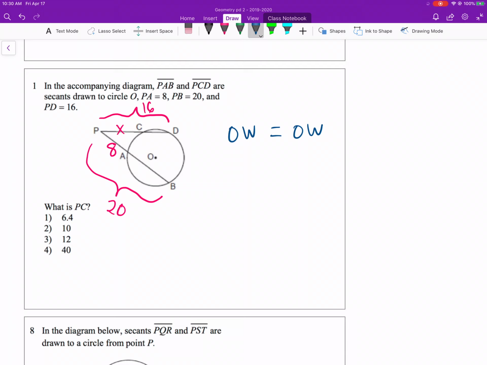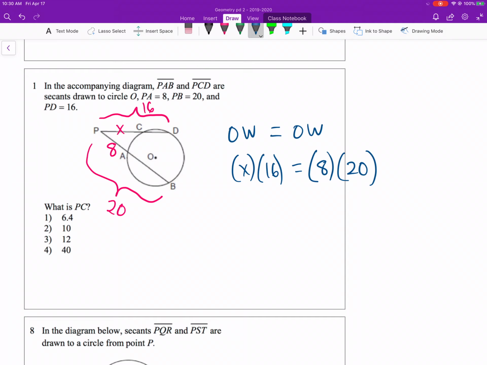So your outside piece, let's look at the top here for PD. Outside PC is equal to X. The whole piece is 16. And now that's equal to the outside piece again down below, which is PA. The outside is 8, and the whole thing is 20. So the outside piece times the whole piece is equal to the outside piece times the whole piece.